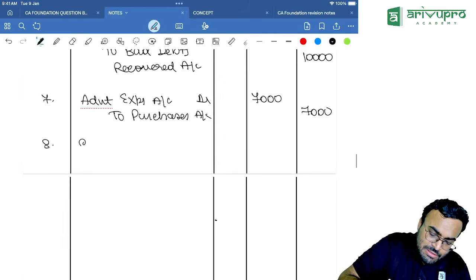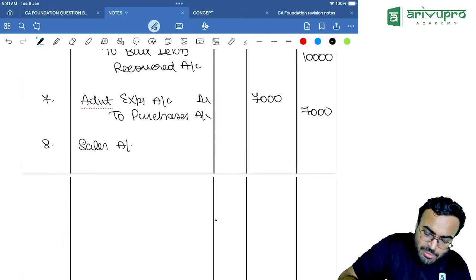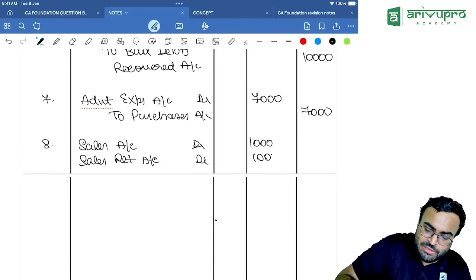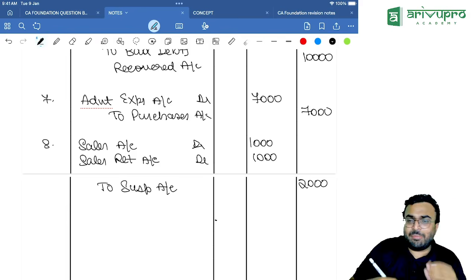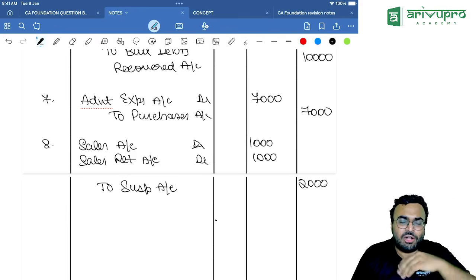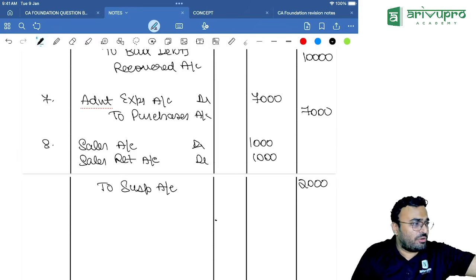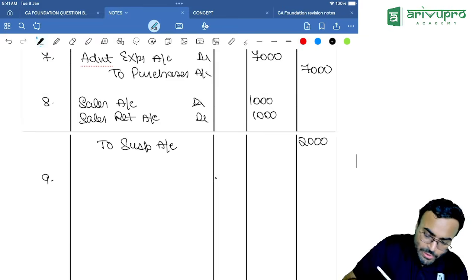8th one. Sales account debited. Is it 1,000? And sales return account debited. Is that also 1,000? To suspense account. First time we had the requirement of a suspense account. Clear? Otherwise, all the other entries we didn't need a suspense account. So now let's go to the 9th one.